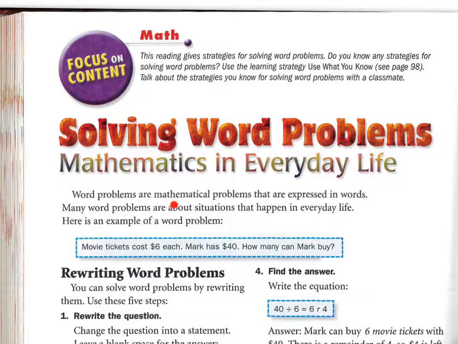Word problems are mathematical problems that are expressed in words. Many word problems are about situations that happen in everyday life. Here's an example of a word problem. Movie tickets cost $6 each. Mark has $40. How many tickets can Mark buy?